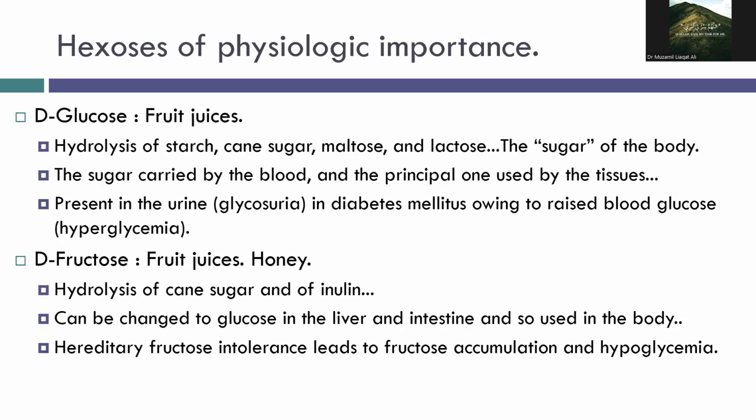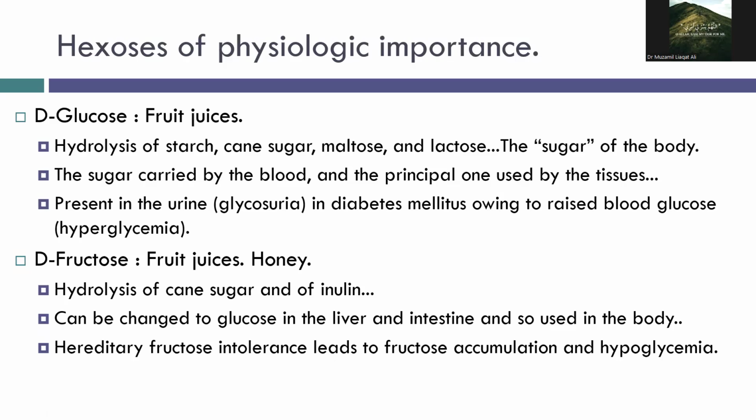Now, let's discuss the hexoses of biochemical and physiological importance. The very first one is D-glucose, the principal sugar of the body. It is obtained from fruit juices, starch, sucrose, and lactose hydrolysis. Glucose is the main sugar transported in the blood and used by the tissues. Elevated blood glucose levels, that is also known as hyperglycemia, can lead to glycosuria and diabetes mellitus. The next one is D-fructose, found in fruit juices and honey, also produced by hydrolysis of sucrose and inulin.